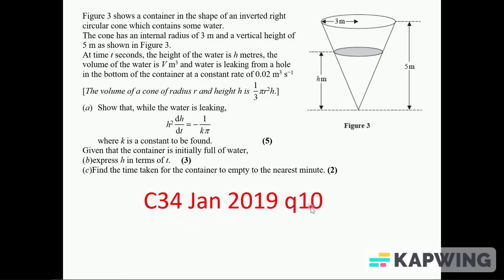C3 January 2019, question 10. Figure 3 shows a container in the shape of an inverted right circular cone, and it contains some water. The cone has an internal radius of 3 meters and a vertical height of 5 meters. At time t seconds, the height is h and the volume is V. The water is leaking from a hole in the bottom of the container, at a constant rate of 0.02.